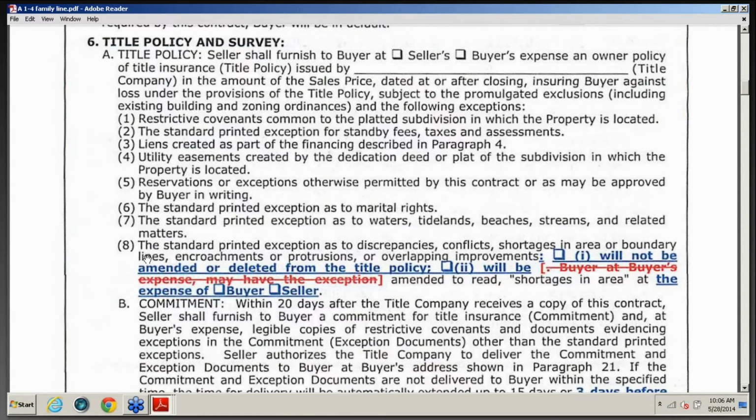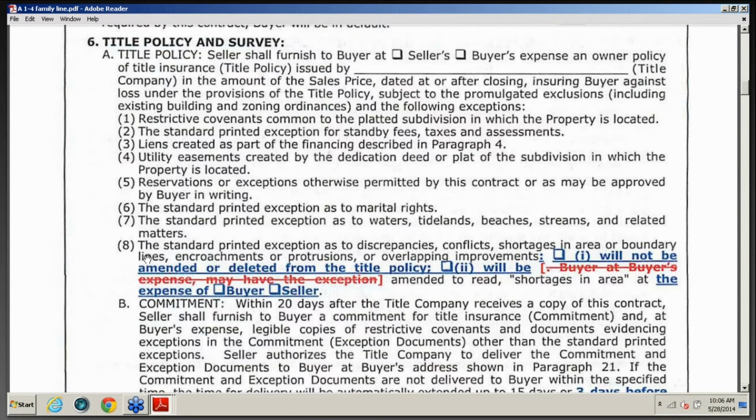Typically, those have been deleted from the title policy, but you can purchase additional insurance to go ahead and cover that. Now, what they're saying here is it will not be amended or deleted from the title policy, which basically says we are going to use it as an exception, and it's not going to be amended. It will be not covered, or it will be amended, and that basically says that we do want the coverage, the extra coverage.